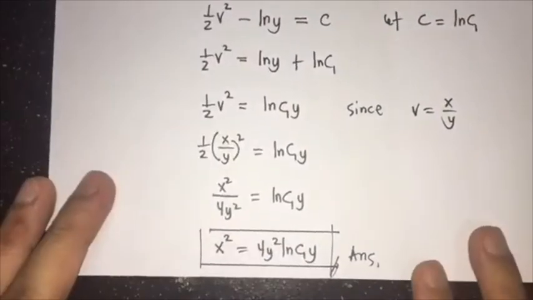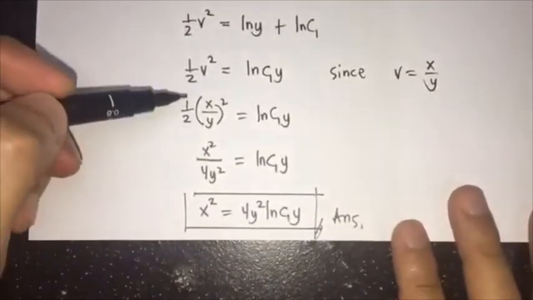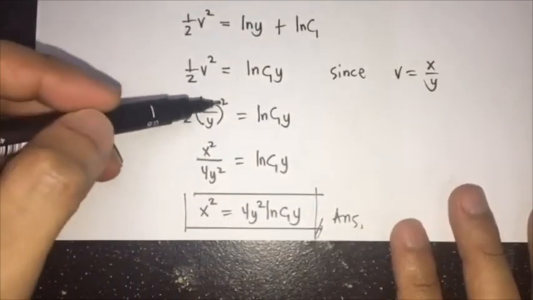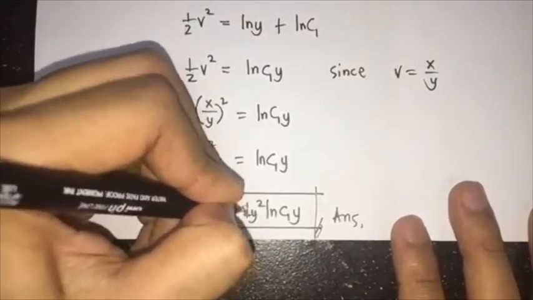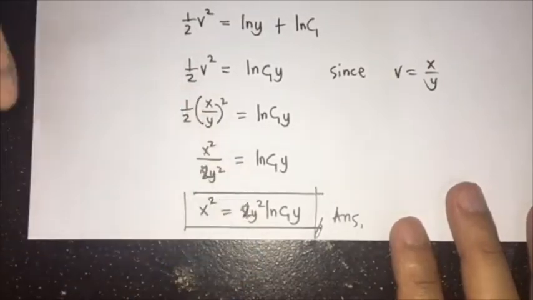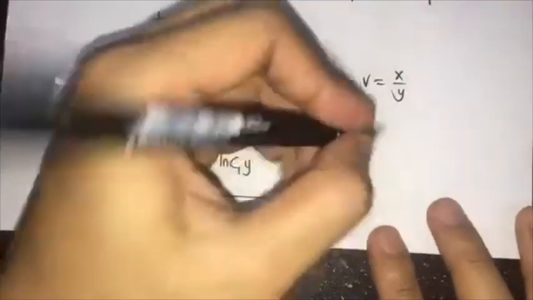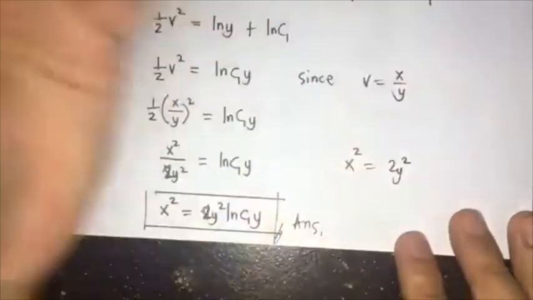Sorry, there has been a mistake. The 1/2 here is not included in the squared, so it should only be 2 in here, and then 2 there. Okay, so therefore, we are rewriting the answer. It should be x squared is equal to 2y squared ln c1y. Okay, so sorry.